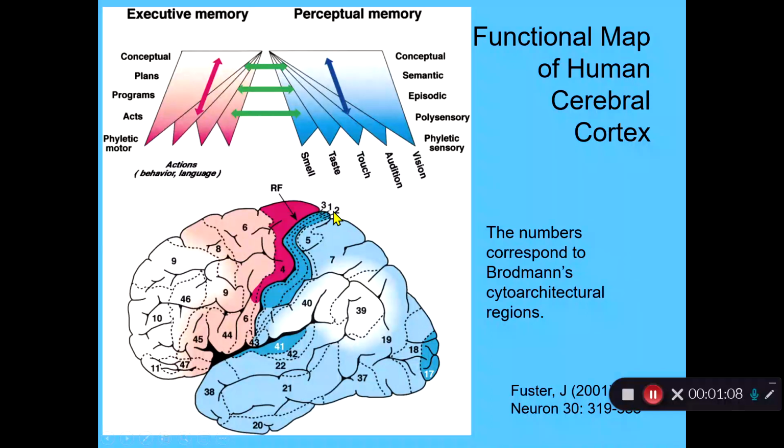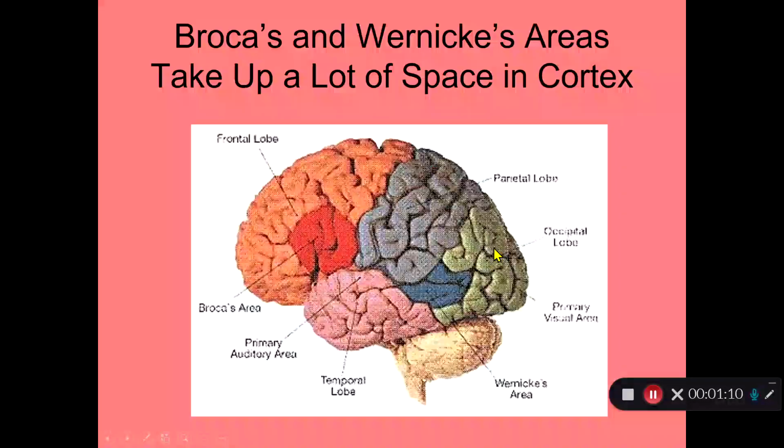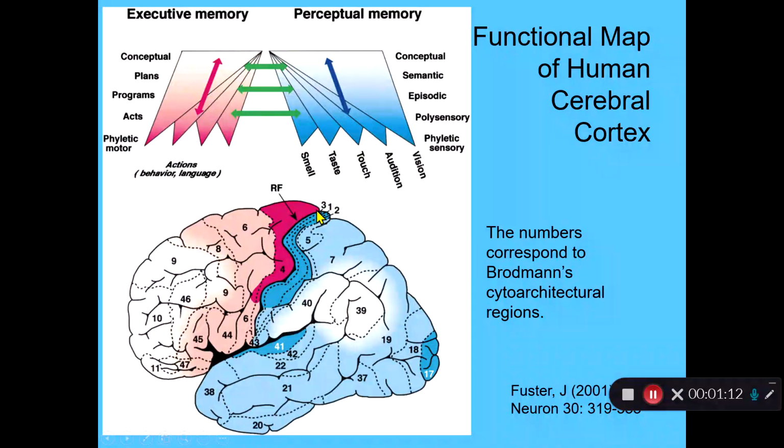I want to point out a central feature here called the central sulcus. Remember, a sulcus is a valley, a gyrus is a hill in the folded up structure of the cortex. This is a very important sulcus, the central sulcus. It divides the frontal from the parietal lobe, and it also divides the sensory part of the brain from the motor or action part of the brain.